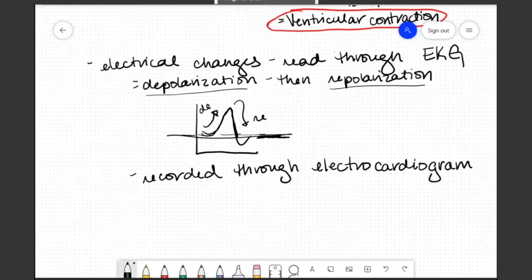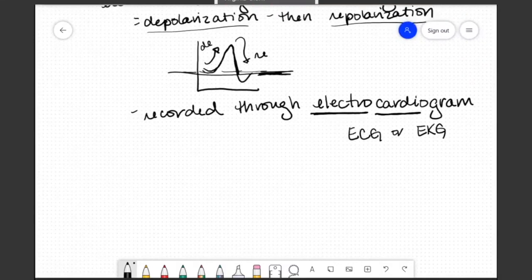Electro, because we're doing electrical signals. Cardio, because we are doing the heart. So you'll see this as both an ECG or an EKG. They are actually kind of synonymous. Either one is kind of correct, but electrocardiogram is technically what it is called, and ECG or EKG is used interchangeably.